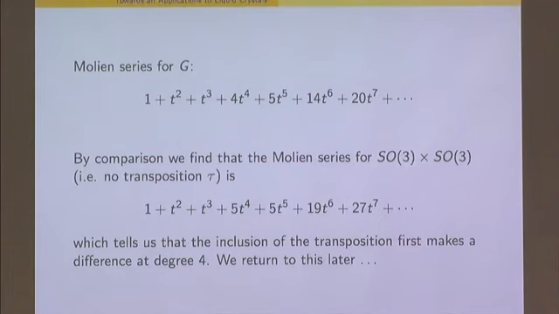If we take SO3 times SO3 without the transposition, you see that the series looks very much the same, but there is a slight difference between 4 and 5 in degree 4, and then this gets more in degree 6. You don't see a difference in the lowest order invariants between the group with or without transposition.